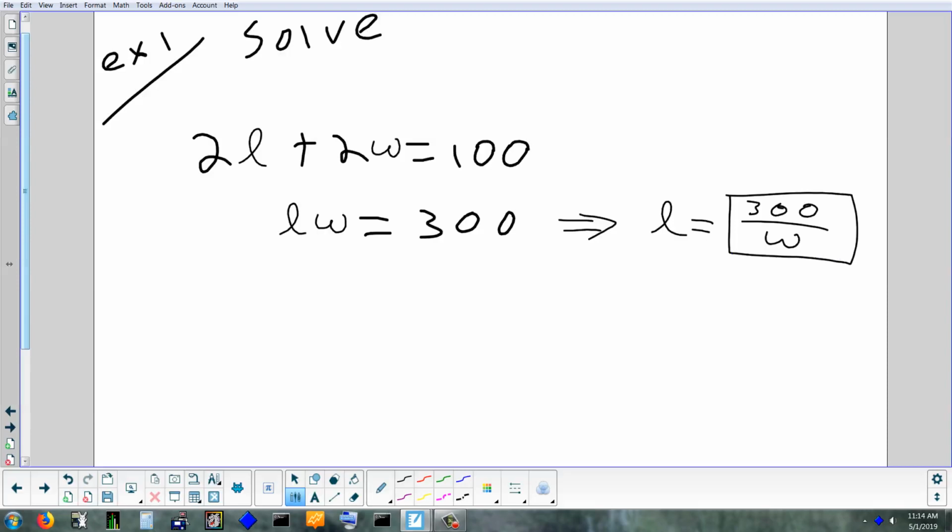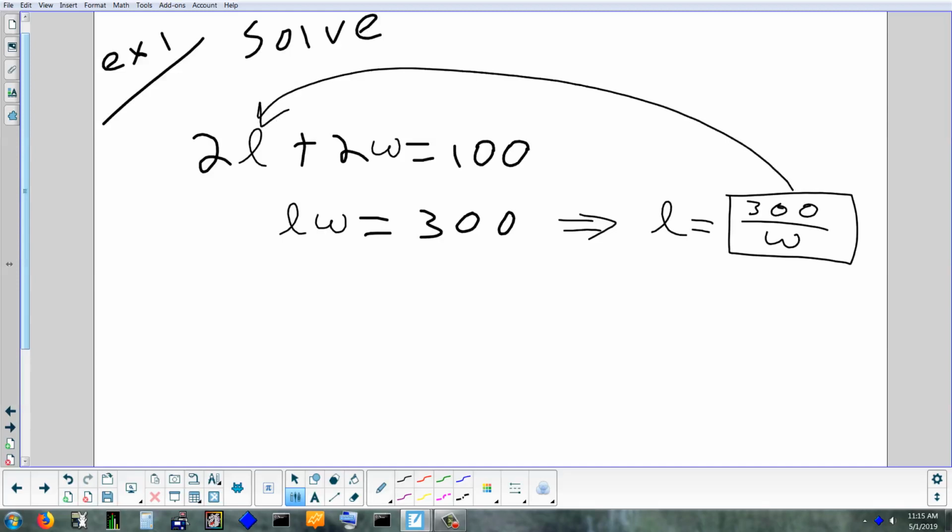Well, what's the second step in substitution? Okay, so where would you plug that back in? Yep, and in which equation would you plug it into? Well, that's the equation we already worked with. Yeah, we got to do it with the other equation. Okay, so let's fill in right there. Instead of L, I want to write 300 divided by W.